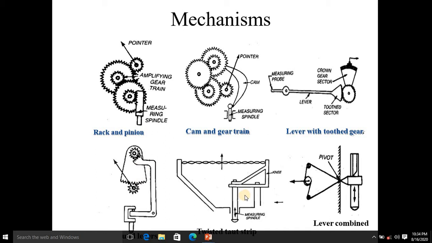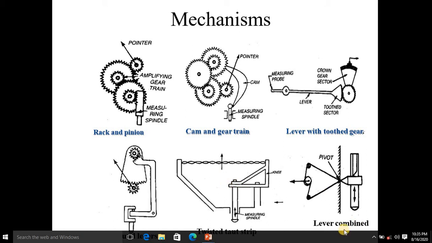Next is the twisted taut strip. Look at this, this is the plunger's upward and downward movement. At the end of the plunger we have this knee, which is bent at 90 degrees. One end is connected to what we call the bell crank lever end. So movement of the measuring spindle results in tilting of this knee, causing straining, which further causes the twisted taut strip to rotate proportionally. The motion of this strip is displayed by the attached pointer as shown in the figure.